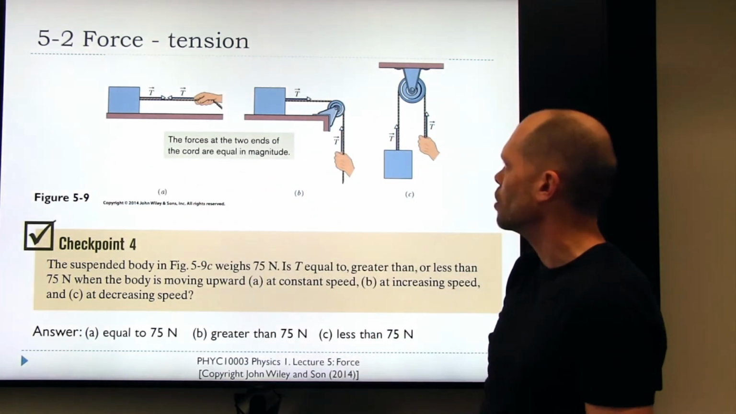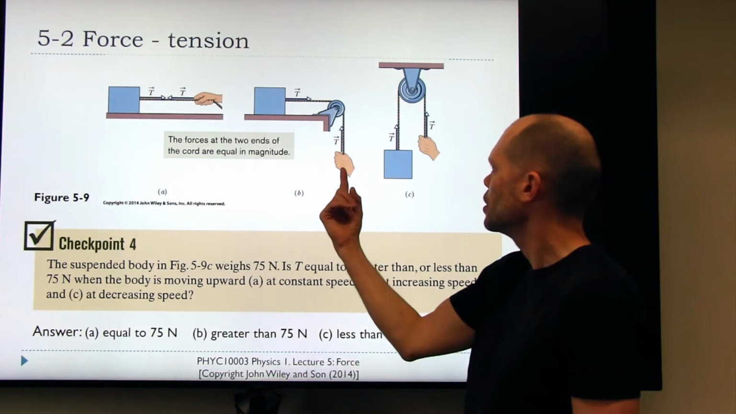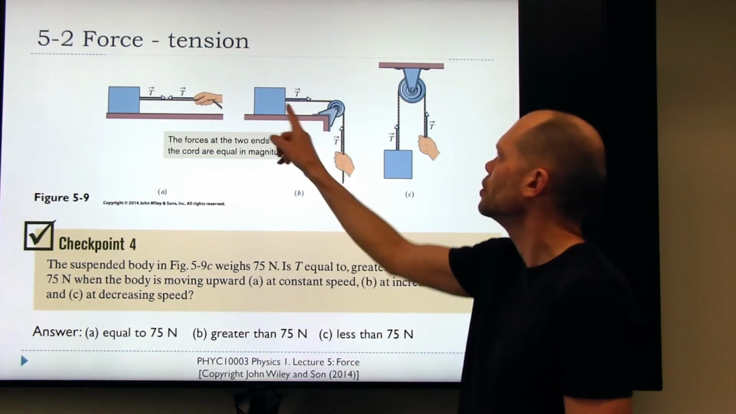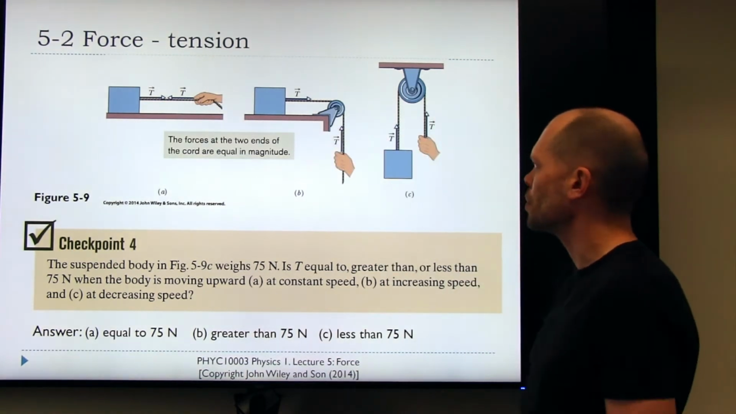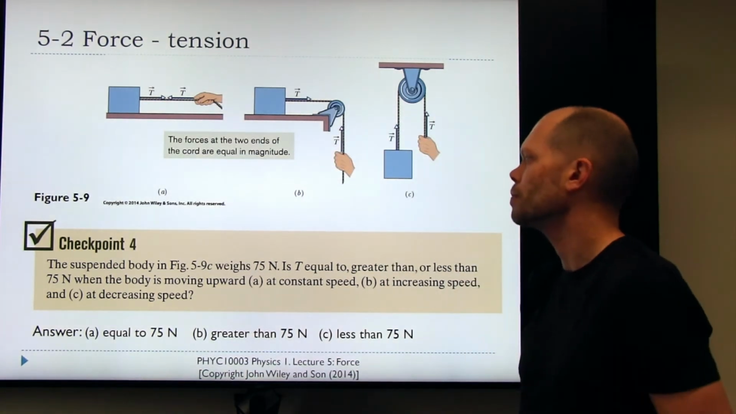Or we can pull it around a pulley. So in this case, the tension is going upwards. In this case, it's going horizontal. It's just three different examples. They all work on the same basic principle.